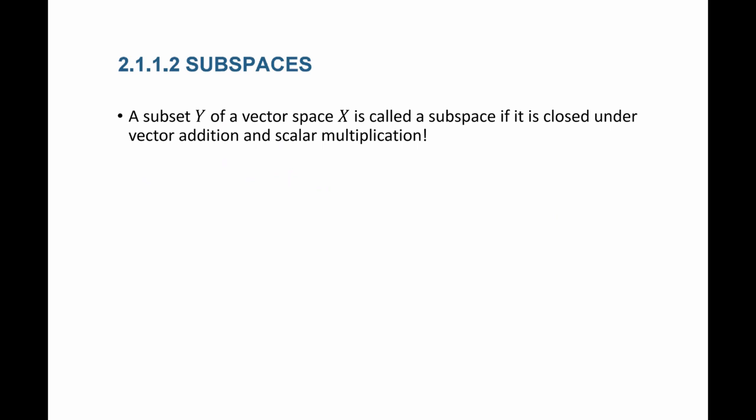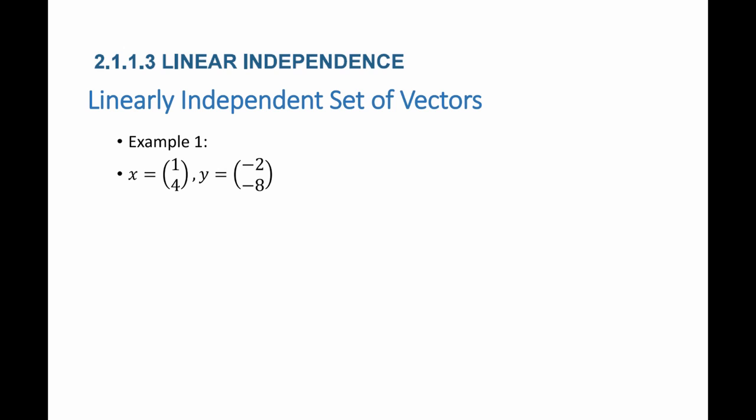The formal definition: a subset y of a vector space X is called a subspace if it's closed under vector addition and scalar multiplication. A very important concept in the study of linear vector spaces is the concept of linear independence, and we're going to study this concept using an example. So the vector x (1, 4) and the vector y (-2, -8), we were looking for the combination alpha 1 x plus alpha 2 y that would give me the zero vector such that alpha 1 and/or alpha 2 is not equal to 0. Is it possible?